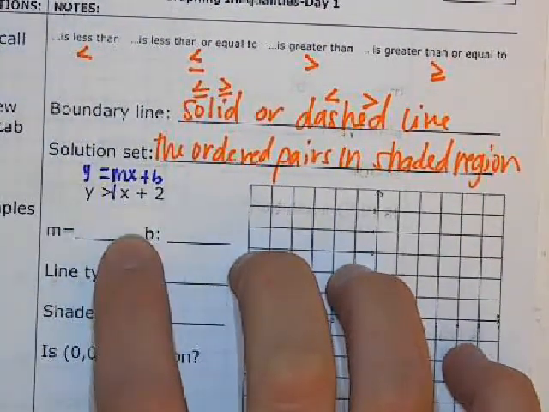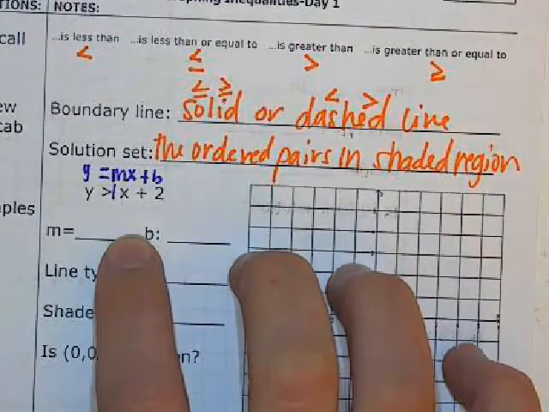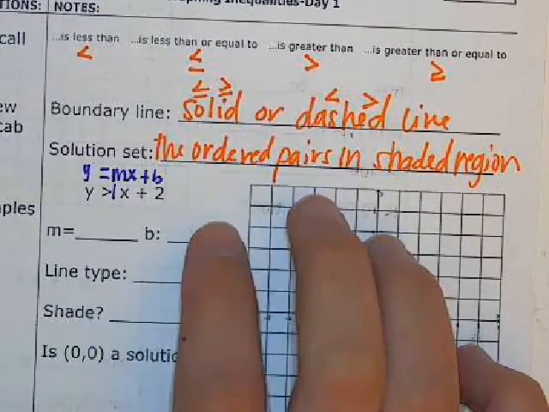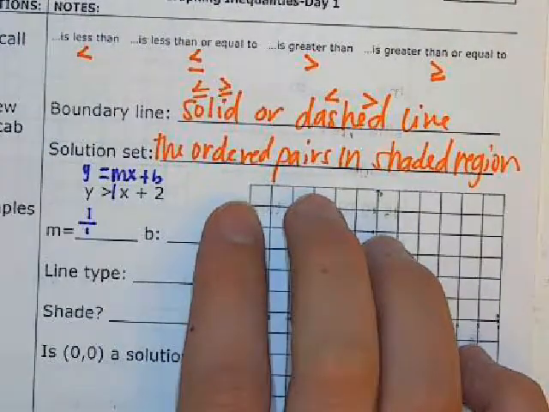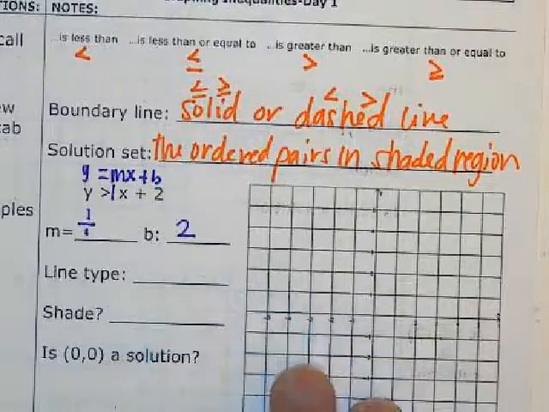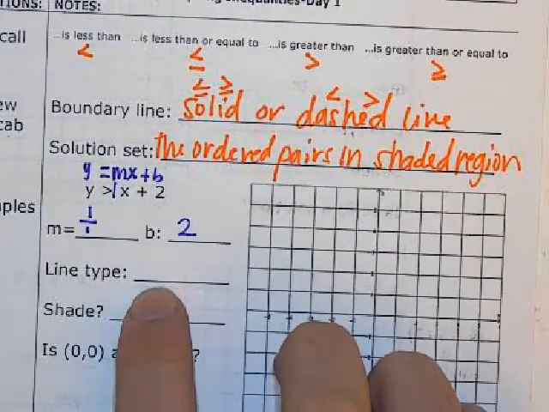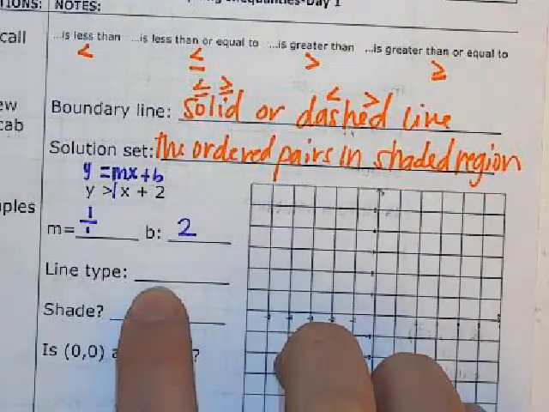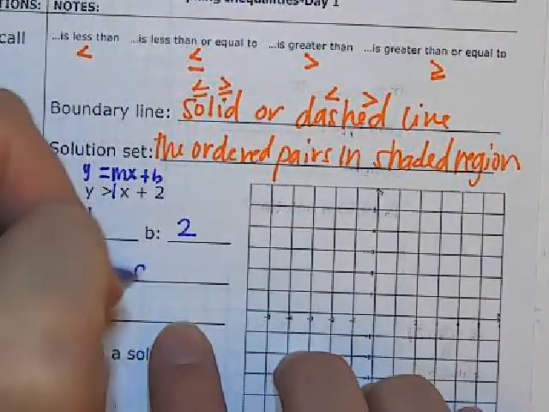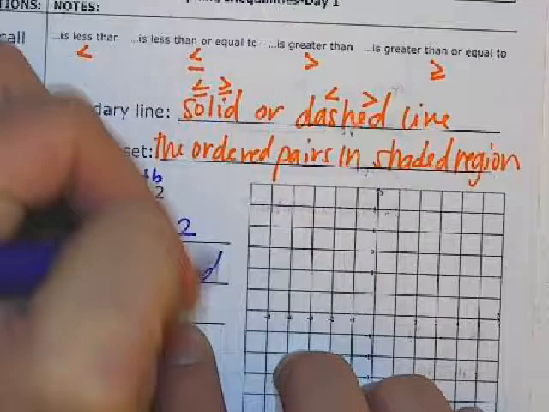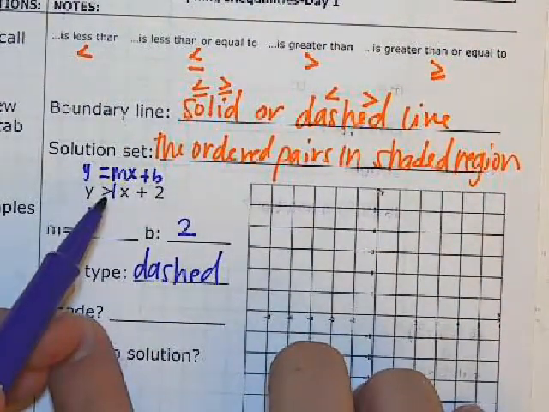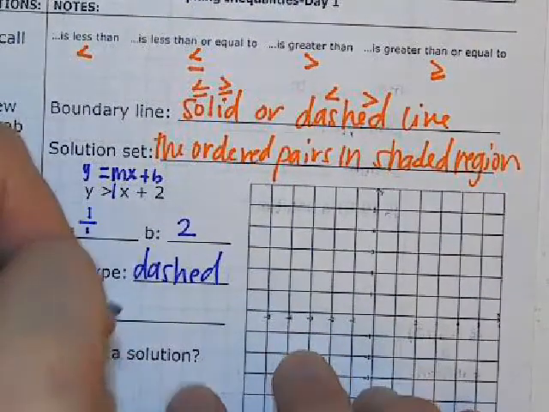1. So because I'm graphing, I have to write it as a fraction. How do I write 1 as a fraction? 1 over 1. What's my b? Positive 2. Okay, what type of line, solid or dashed? How do you know? Because there's not a line under the symbol, so this would be dashed. And it's greater than, so it will be above.